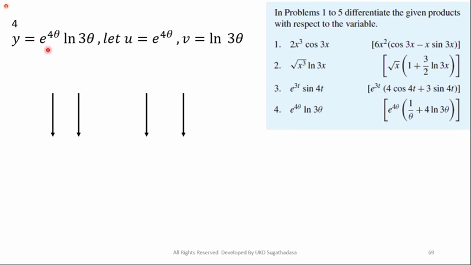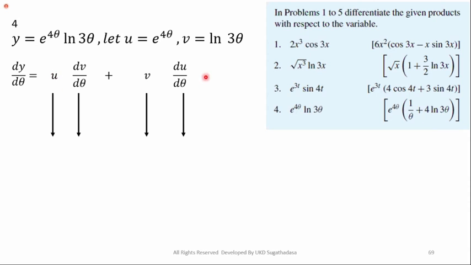Number 4. e to the power 4 theta, ln 3 theta. This is not x, the variable is theta. Independent variable is theta, dependent variable is y. If you put them on axes, we put theta on the x-axis and y on the y-axis. Now write the formula. Remember, this is not dy by dx, this time it is dy by d theta. It depends on the question, you have to change the derivative also. The rate of change of y with respect to theta.